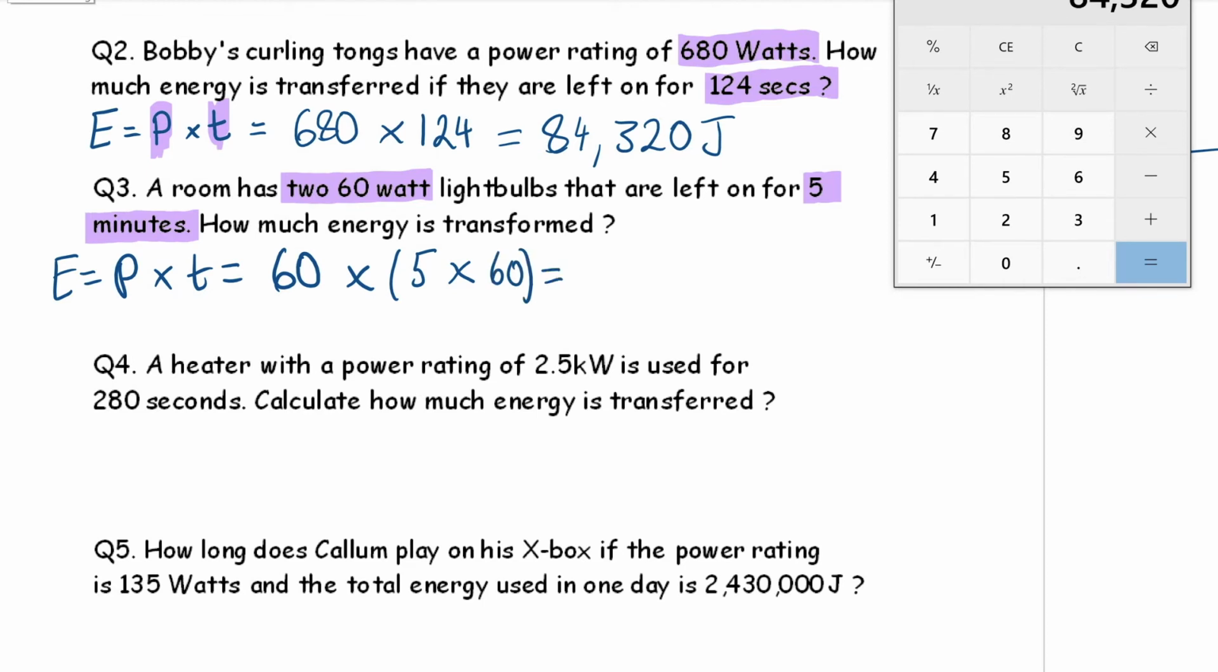Now, I suppose if I'm following the BIDMAS rule, even though they're all multiplied together, I should do the brackets first of all. So 5 times 60 is 300. Double check that. I question myself now after making an error earlier. Yeah, 300. And you multiply that by 60. 18,000 joules.